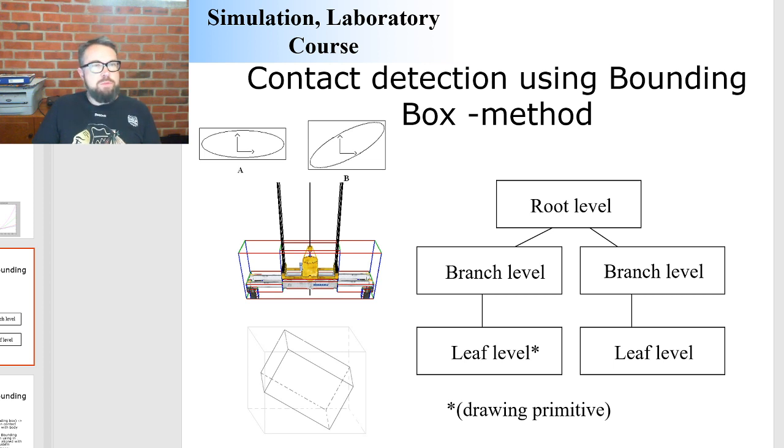Okay, so I was about to explain the contact detection method based on bounding boxes. Now, what's the deal with the bounding boxes? Well, as the title implies, this is a method that is based on boxes. And we're going to have very different sizes of boxes. How it goes is that we have the big boxes, and the big boxes surround the big objects.